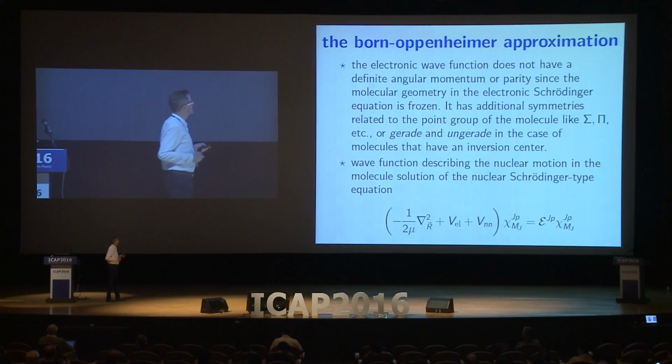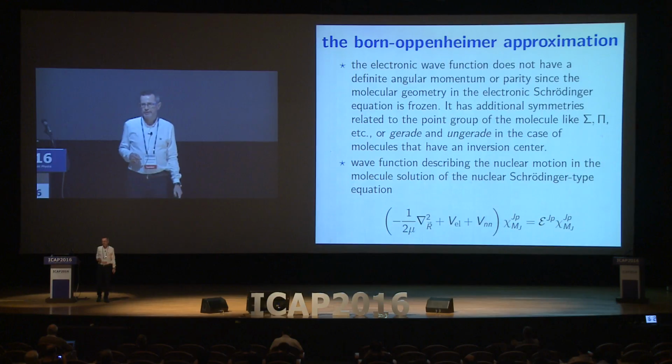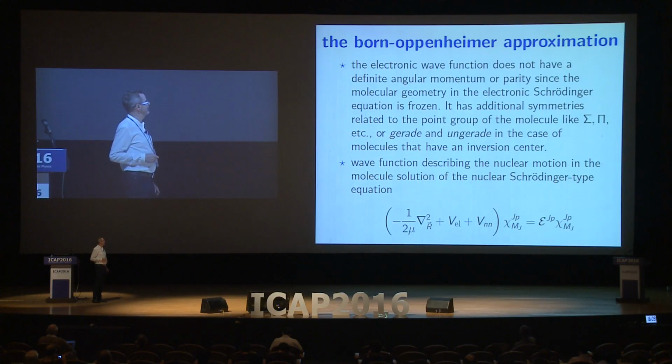And this means that the electronic wave function does not have a definite angular momentum. It doesn't have definite parity, just because in the electronic wave function, the geometry of the molecule is frozen. So not all coordinates are treated on the same footing. So we have some additional symmetries which are related to the point group of the molecule. And you have heard that we have sigma states, pi states, and then if the molecule is homonuclear, then we have gerade states or ungerade states.